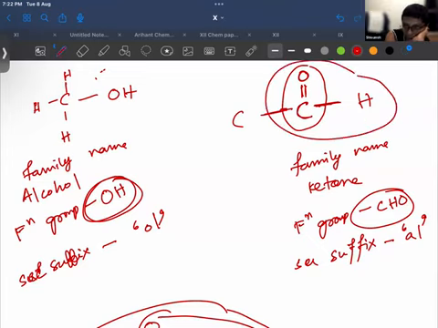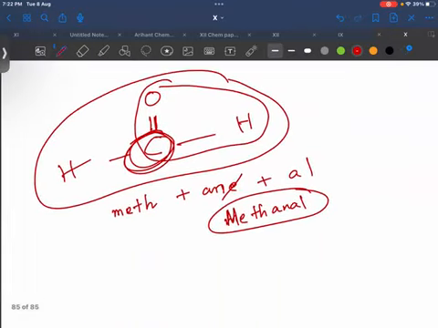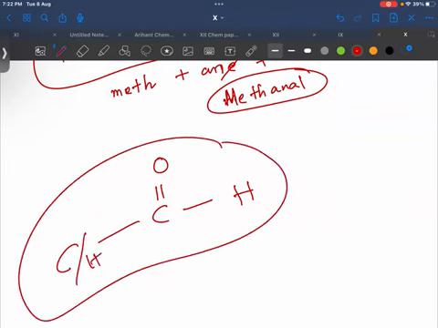Aldehydes and ketones are very similar, but in aldehydes, look what happens: C double bond O, but one is connected to a hydrogen always. The other can be carbon or hydrogen. This is your aldehyde. Understood? But for a ketone, C double bond O and both being carbon is a must requirement.